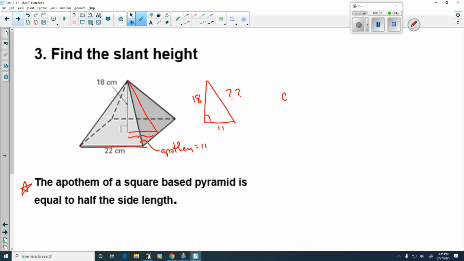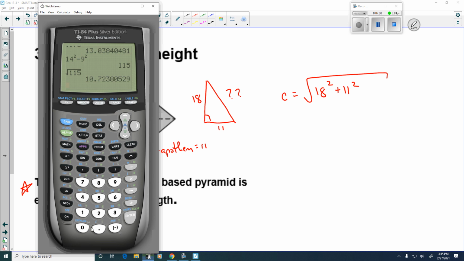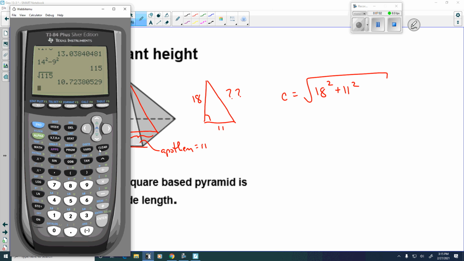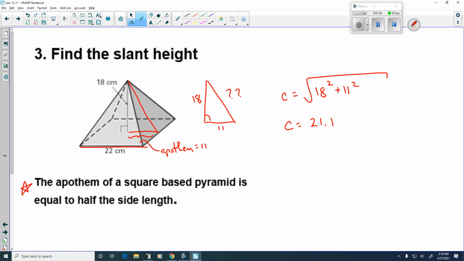So it's the hypotenuse I'm looking for. When it's the hypotenuse, I'm adding those sides. When it's a leg, I'm subtracting those sides. So now it's the square root of 445. 21.1. And the units are centimeters, 21.1 centimeters.